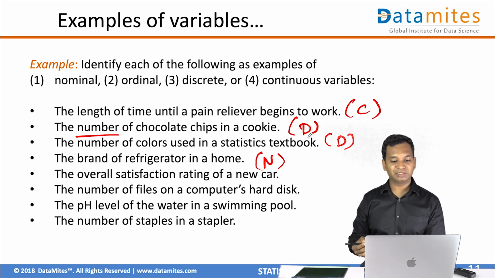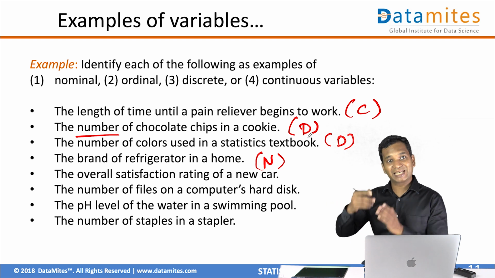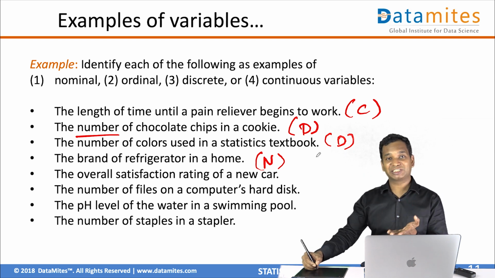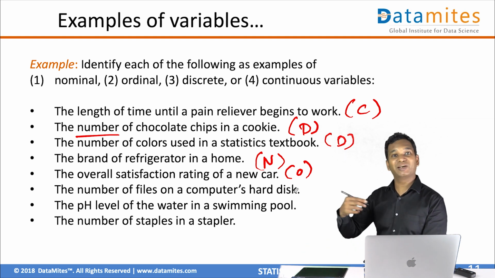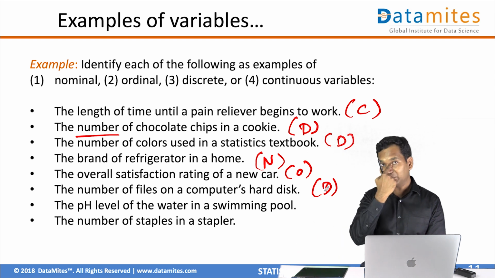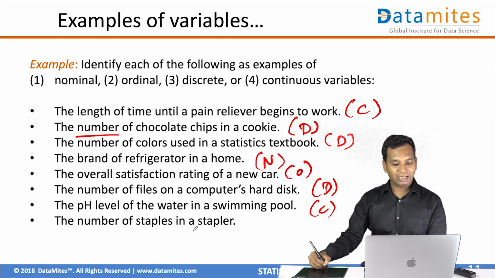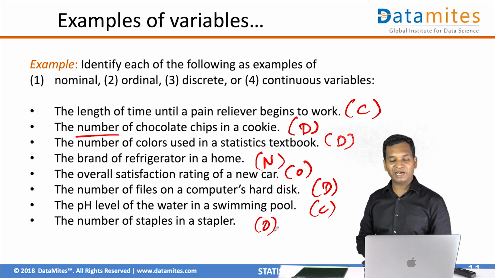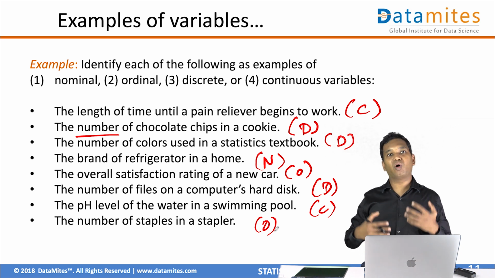Overall satisfaction rating of a new car. Satisfaction rating, so it is categorical, it has an order. So it becomes ordinal data. The number of files, when you say number of, it's of course discrete. The pH value of water. pH value can have any decimals in between as well, so it's continuous. And the number of staples, so it is discrete. So you can find more of these questions and practice better because this is very fundamental. If you look at the data, you should know what kind of data it is.